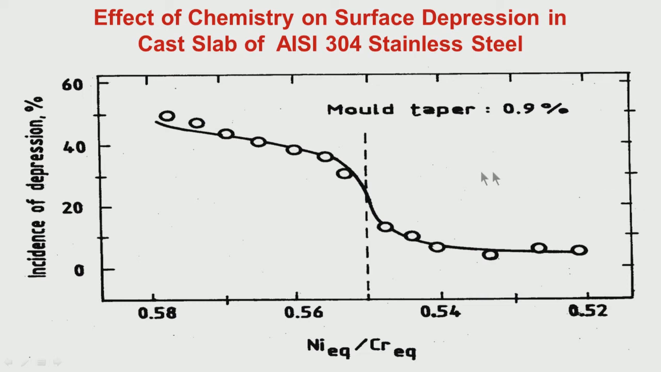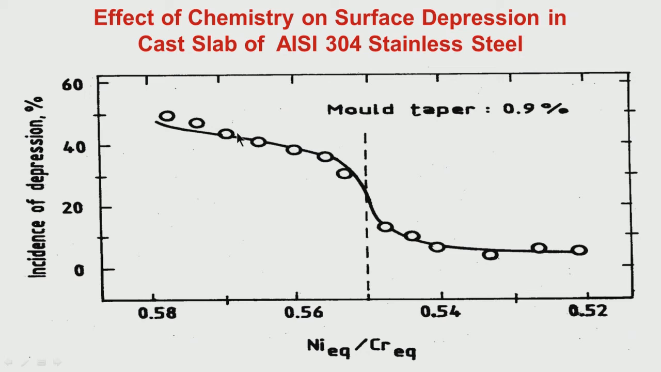So what is happening? You just see, if you can bring down nickel equivalent by chromium equivalent slightly, not much, from say around 0.57 to less than 0.54, you look at here 0.54, 0.53, 0.52. What is the incidence of depression? It is much less, about 10% only. Initially it was 40% or more for the normal 304 chemistry. So what has been done?